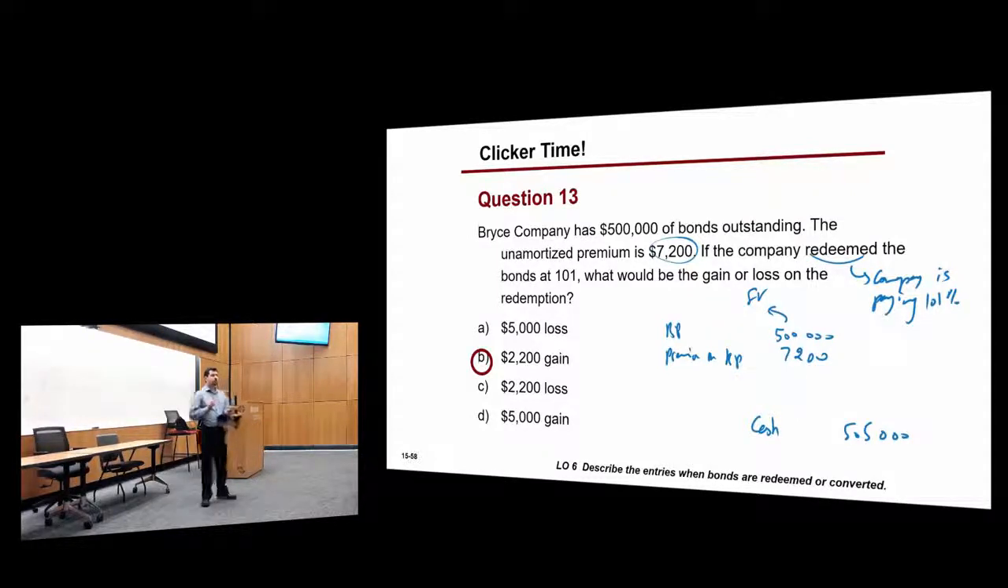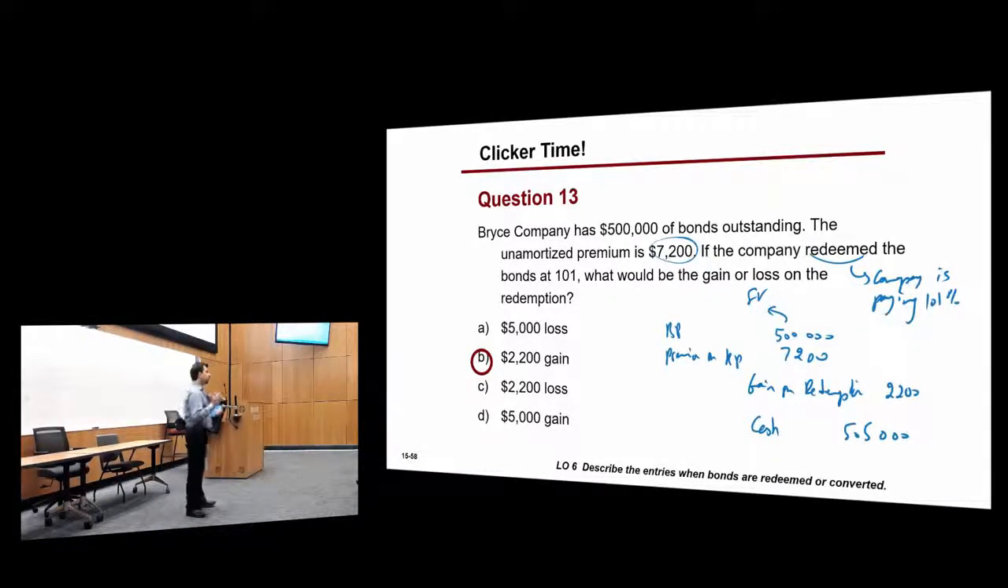What's the carrying value? What's the value of those bonds to the company? 500,000 plus 7,200 dollars. That's the carrying value. The carrying value simply means this is the value according to the company's books. This is how much the company values those bonds. How much did the company actually pay? The company paid 505,000, so they paid less than the value according to their books. So the difference will be a gain on redemption, for the difference of 2,200.